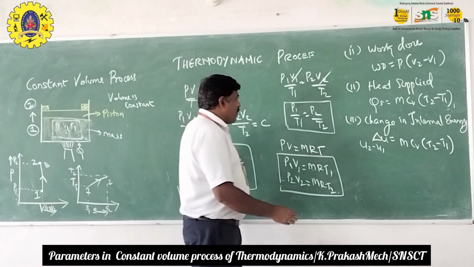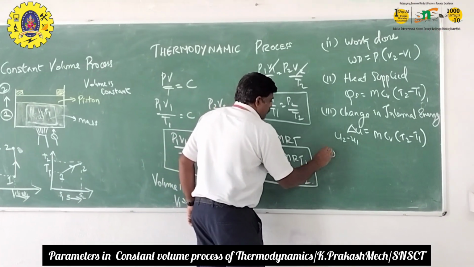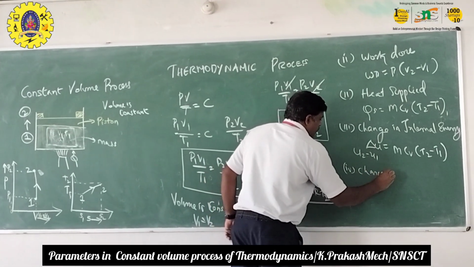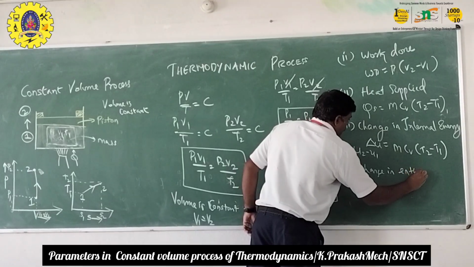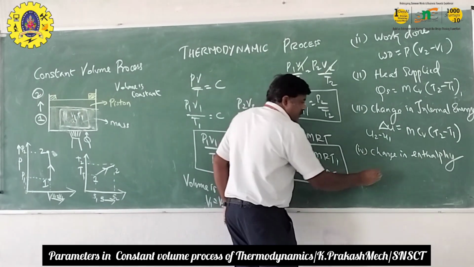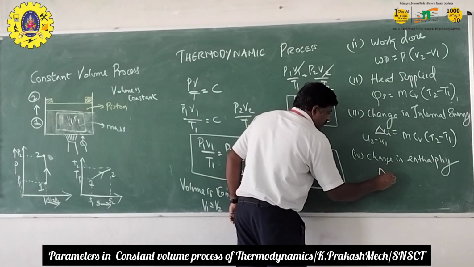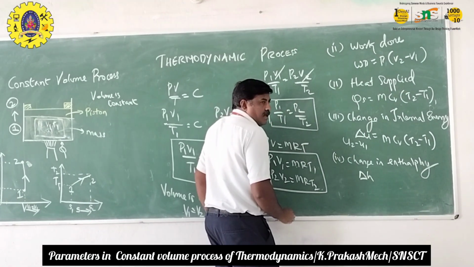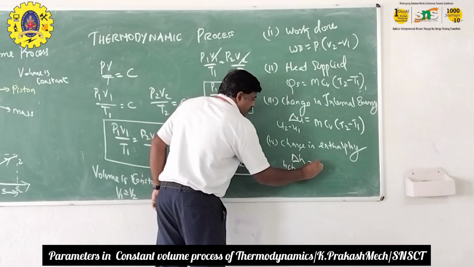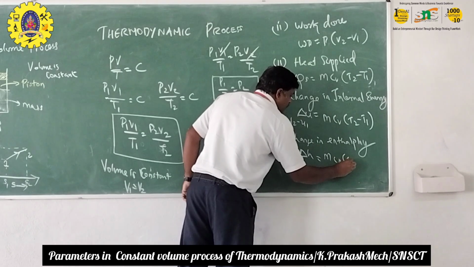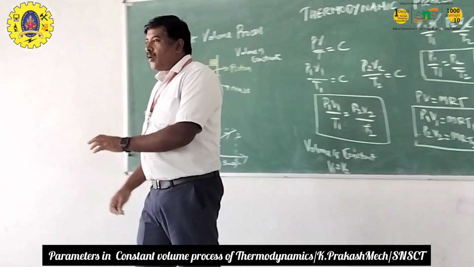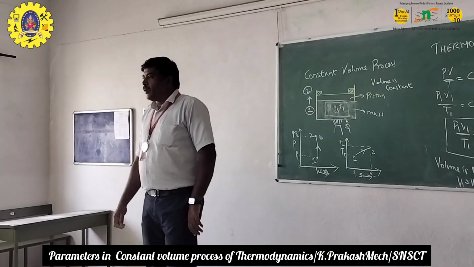Lastly, we have another formula: change in enthalpy. That is del H, which means H2 minus H1. The formula is m Cp into T2 minus T1. These are the total formulas which are used for the constant volume process.